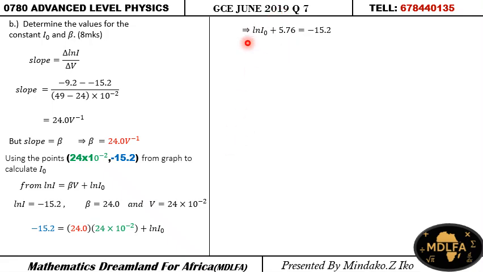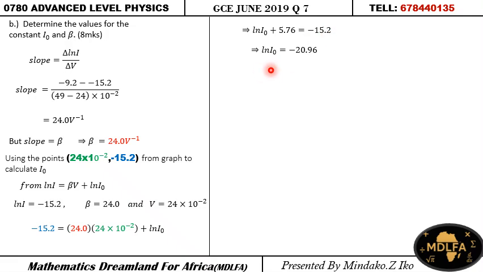Okay, and then for me to calculate, this is just a simple linear equation. So for me to calculate ln I naught, I will just take this term here and cross it. Here it is positive. If it crosses the equality sign, it becomes negative. Hence, I will have ln I naught equals negative 15.2 minus 5.76. If you take a calculator and input negative 15.2 minus 5.76, you have negative 20.96.